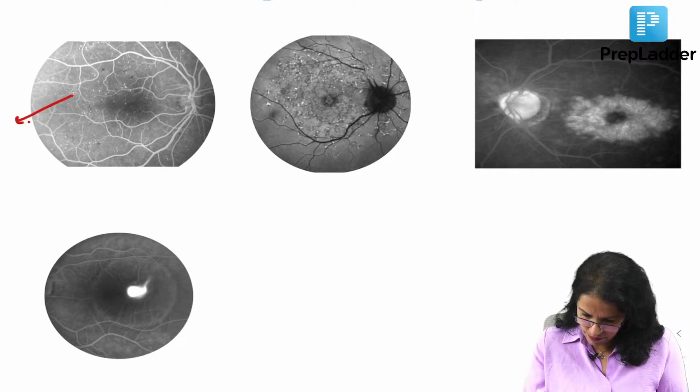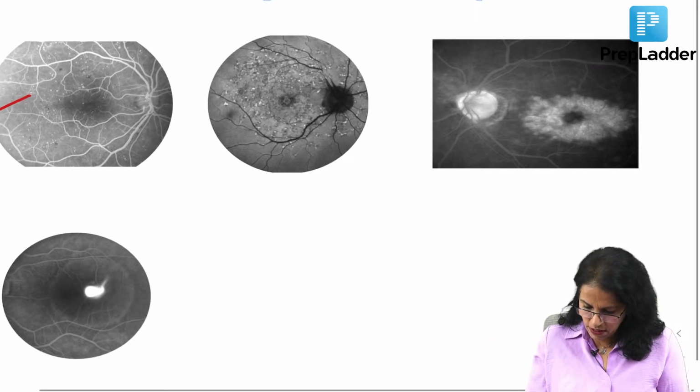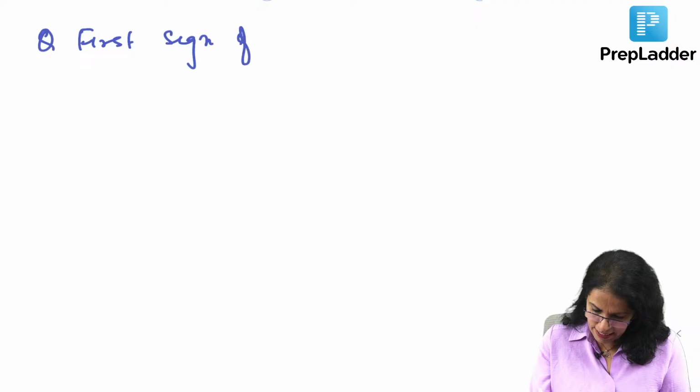Sorry. So this is your exam question. Let's start solving here also. What do we have to solve? Question number 1, what is the first sign of DR? The first sign of diabetic retinopathy is microaneurysms. We have learned this, isn't it?